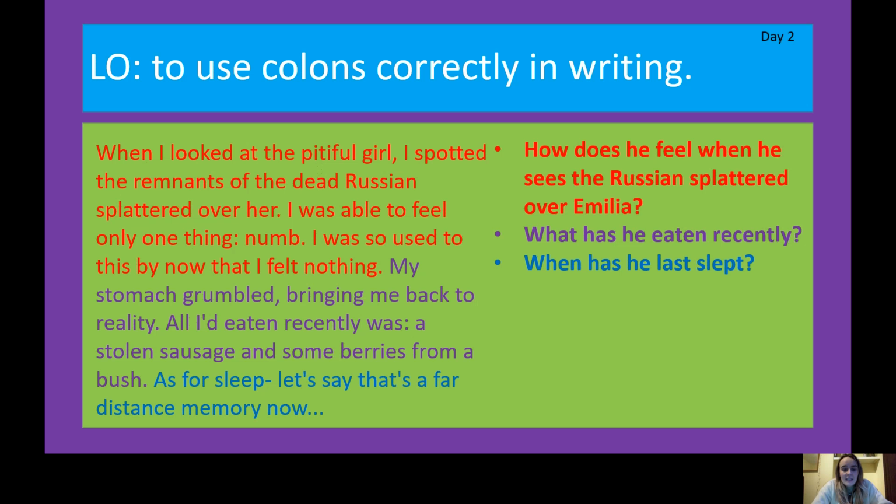In the second sentence here, you can see it's coded in purple, and that answers what Florian has eaten recently. My example sentence here is: my stomach grumbled, bringing me back to reality. All I'd eaten recently was: a stolen sausage and some berries from a bush. You can see in this example that the colon's been used before a list, to list what he's eaten recently. I used "my stomach grumbled" because that's show, not tell, and that's a really nice technique to use in Year 6 writing too.